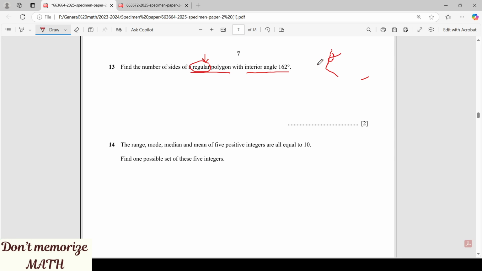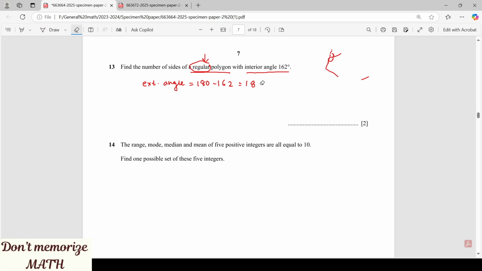Okay, so the exterior angle, you can see it is a straight line, so the total will be 180 degrees. So the exterior angle is equal to 180 minus 162. 180 minus 162, you will get 18 degrees. Sorry, it is 18 degrees.